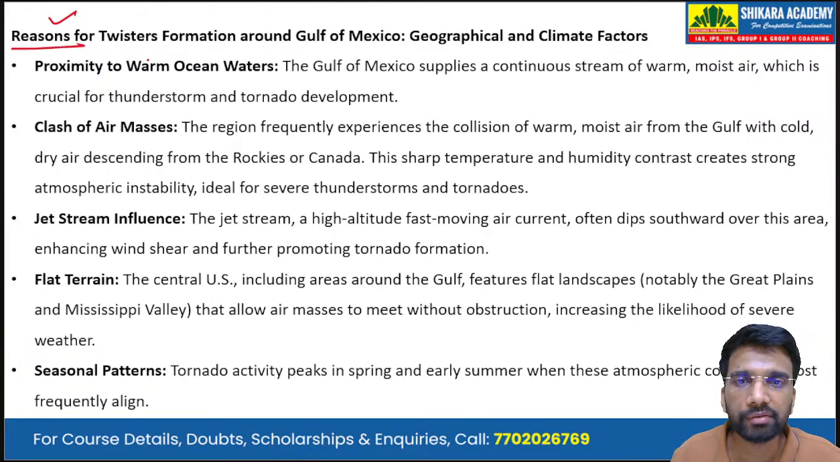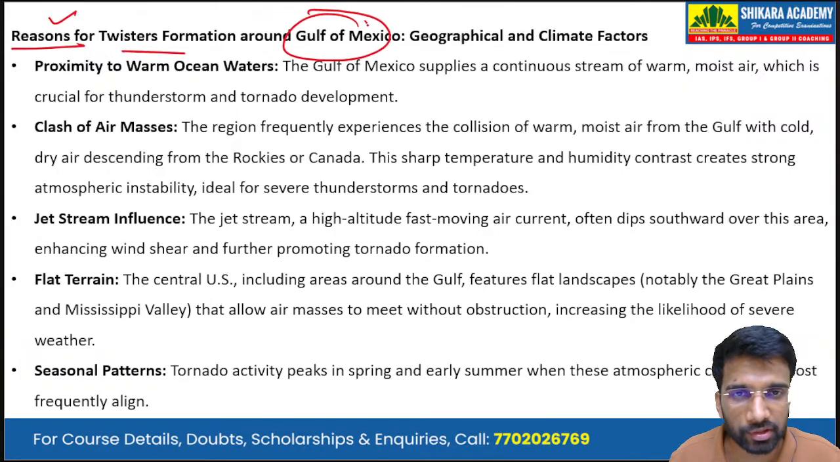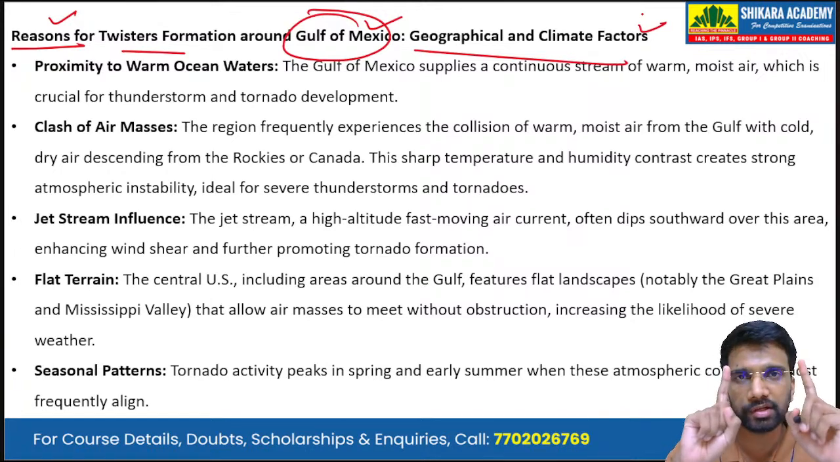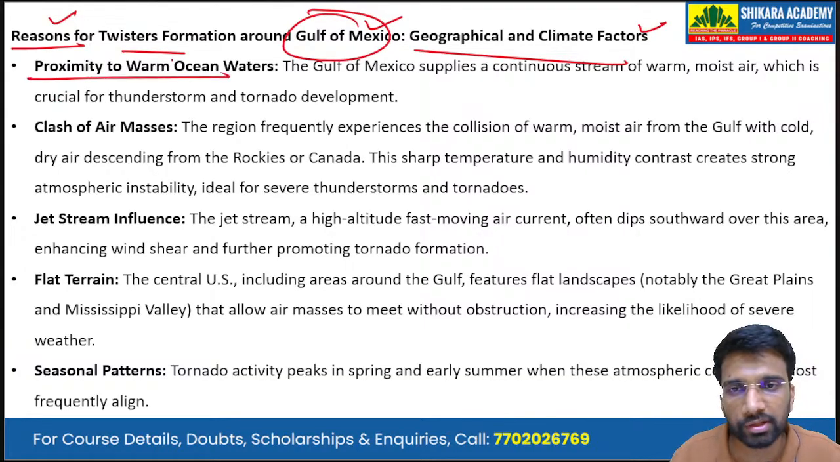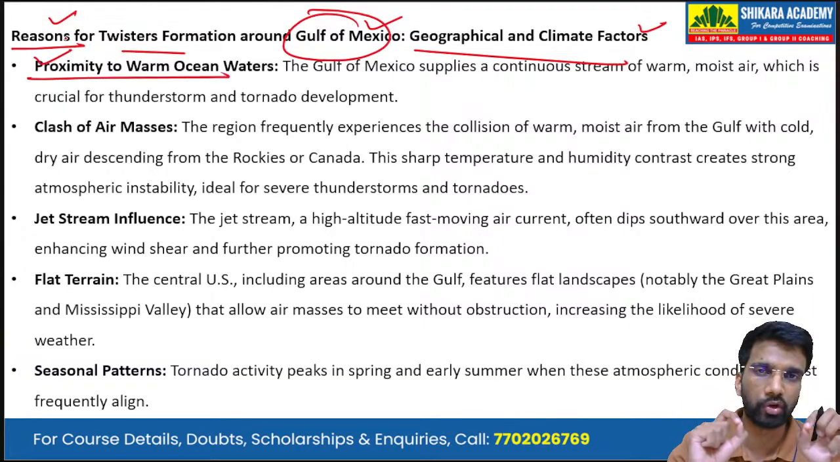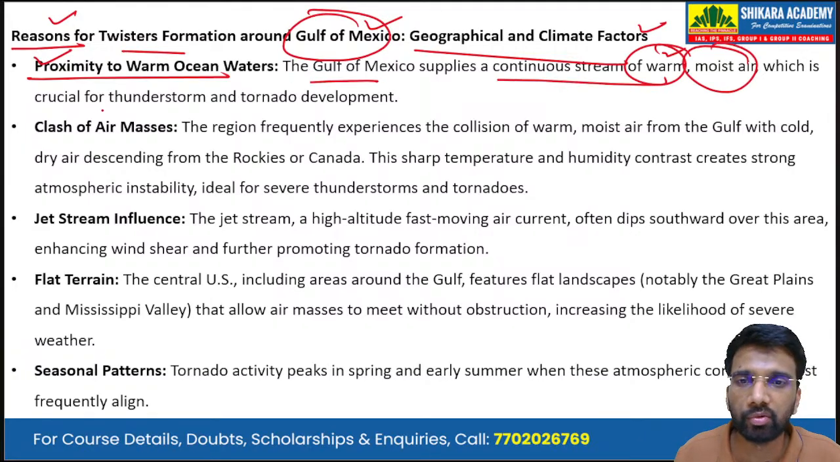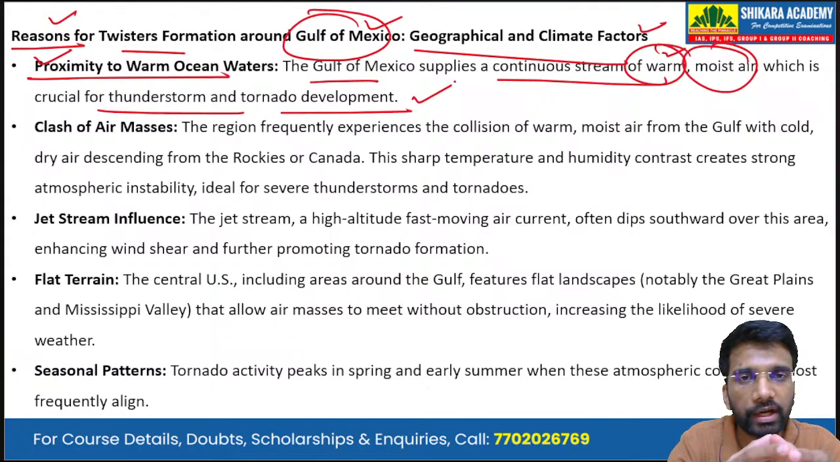Then we discuss the reasons for twister formation around the Gulf of Mexico. That is geographical as well as climatic factors. So firstly, we know it needs warm temperature. So firstly is the proximity to the warm ocean waters. The Gulf of Mexico supplies a continuous stream of warm, moist air, which is crucial for thunderstorm and tornado development. Because we all know that the Gulf of Mexico lies in the tropical region. Okay, so it is a source of warm ocean water.